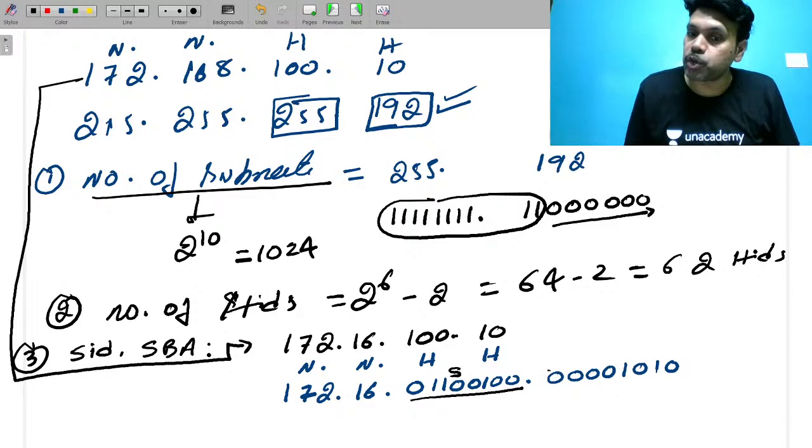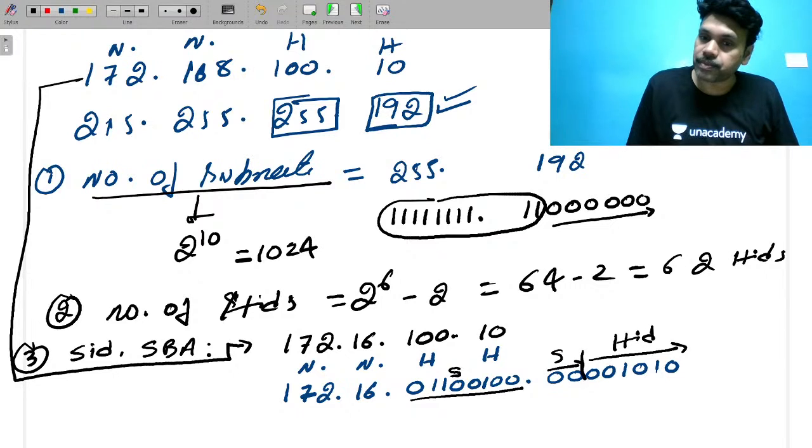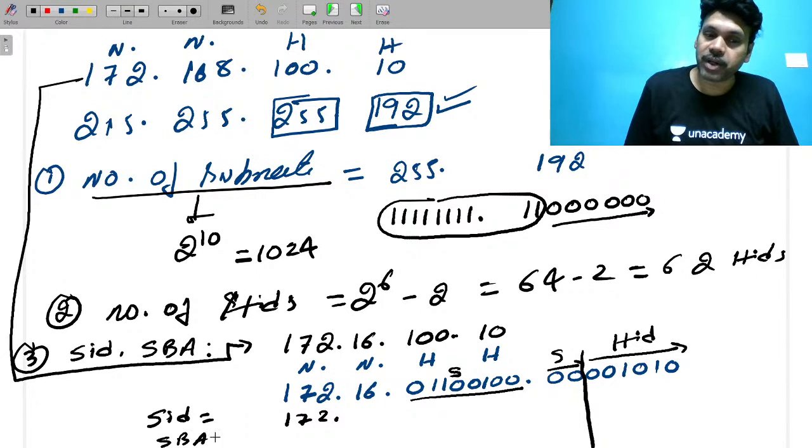In the fourth octet, 2 bits are subnetted, and only the last 6 bits are reserved for HID. So take a gap. You want the subnet ID, so write the NID as it is, and for the subnet broadcast ID also write the NID as it is.